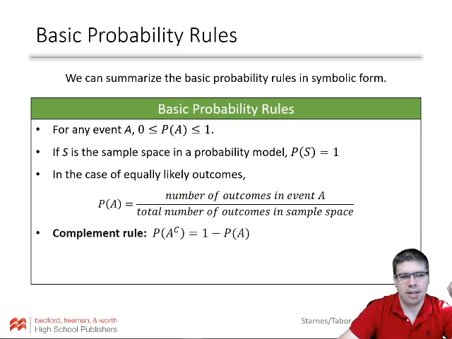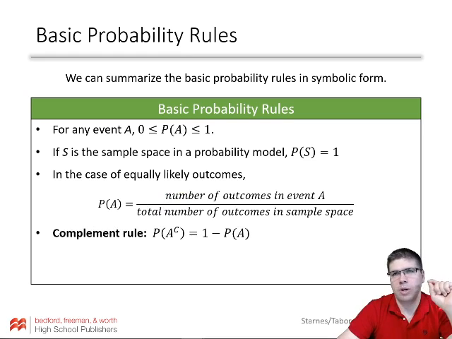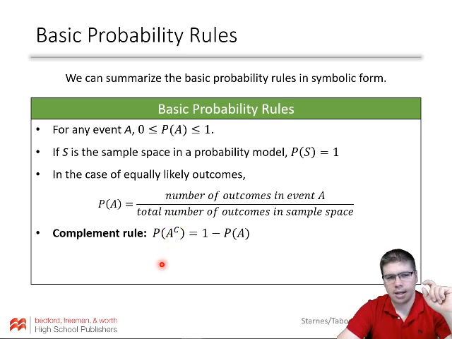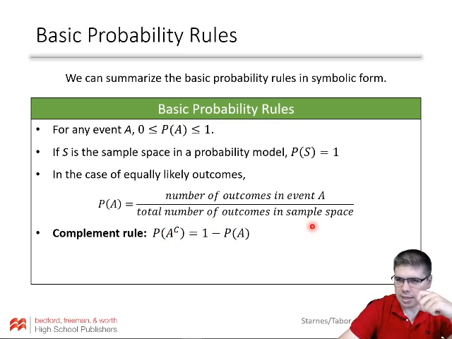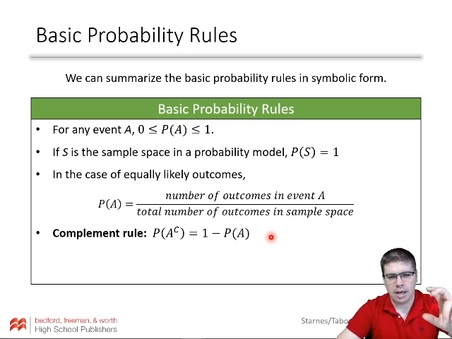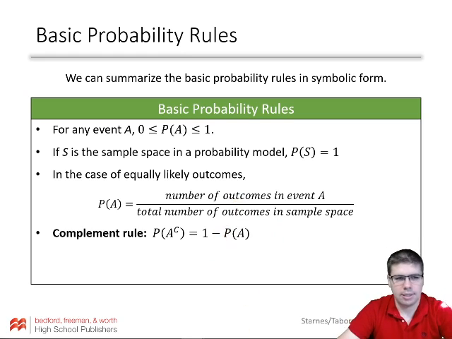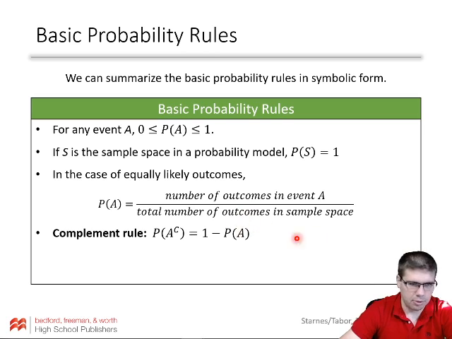And then the complement rule: if we want the probability that something does not happen, the probability of the complement of A, then it's 1 minus the probability of A. If I want to know the probability I get a 6 on a die, it's 1/6. The complement of that would be 1 minus 1/6, or 5/6, the probability I don't get a 6. So you can do some simple to complex calculations using that.